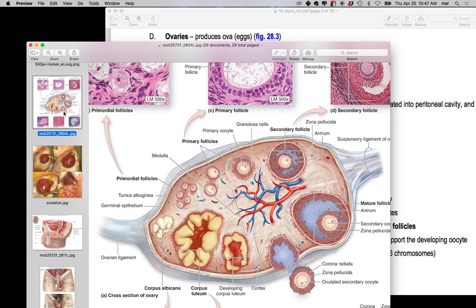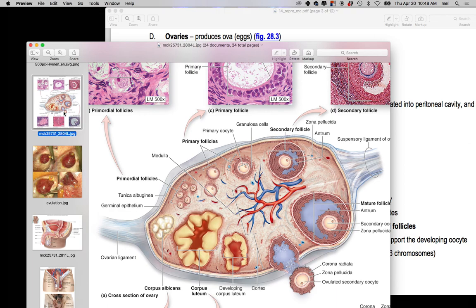And the tunica albuginea is basically mostly connective tissue. One of the interesting things during ovulation is that you actually have to bust through the wall. Some women have a little bleeding or spotting every single time they ovulate. This is also the reason that ovarian cysts are outrageously painful. They actually cause damaging of the tissue as they're bursting.